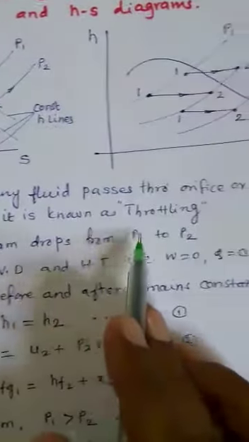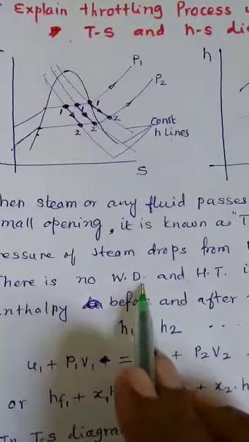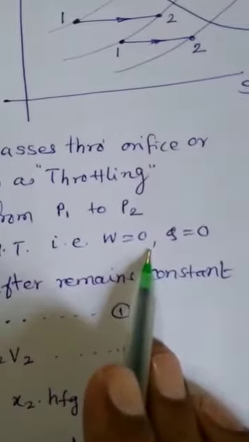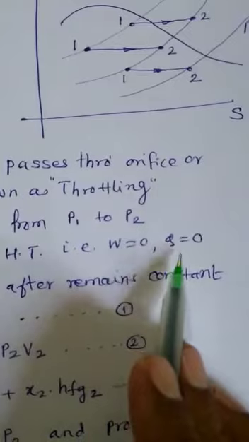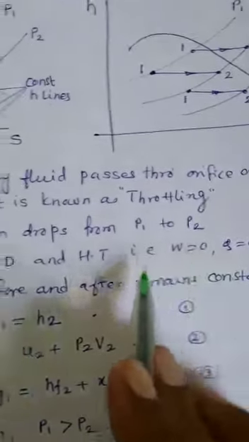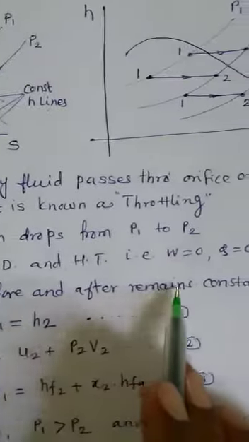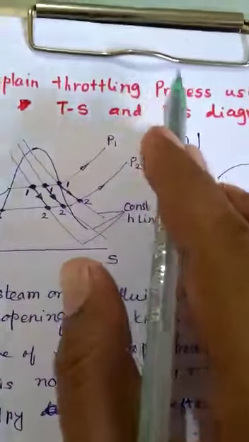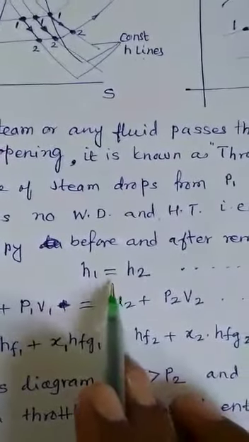Pressure of the steam drops from P1 to P2. Second point, there is no work done during this process and there is no heat transfer during this process, that is W is equal to 0 and Q is equal to 0. There is no work done during the throttling process, no heat transfer during the throttling process. Third important point is this one, enthalpy before and after the process remains constant. That means throttling process is also known as constant enthalpy process because enthalpy before and after is constant.